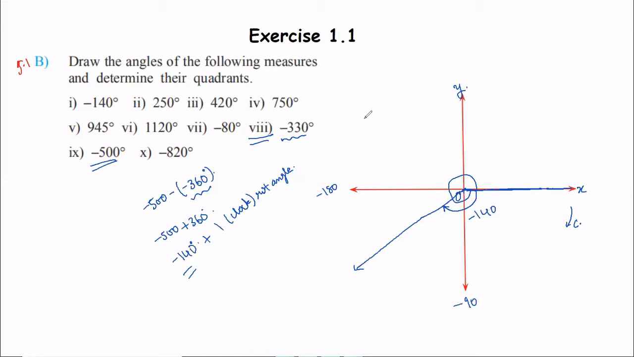Exactly. So this will be minus 140. Sorry, not minus 140, minus 500 degrees. Yes. So the angle lies in the third quadrant. You can note it down. We will move to the last question of minus 820. Okay. So let's erase the remaining details and only keep the x and y axes for plotting purposes.